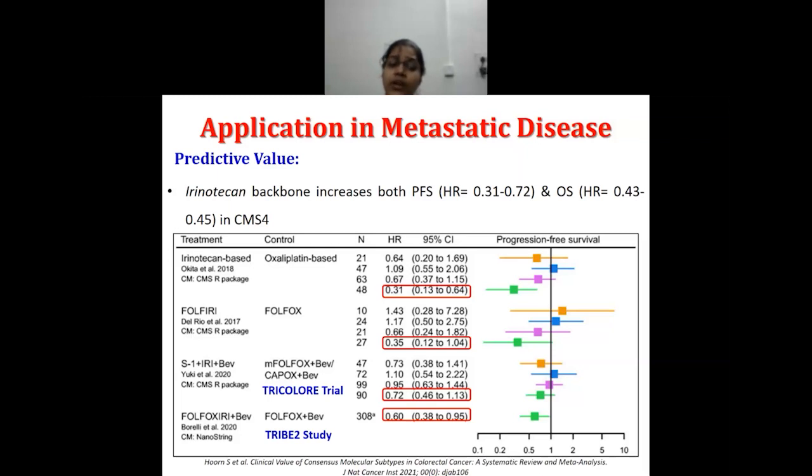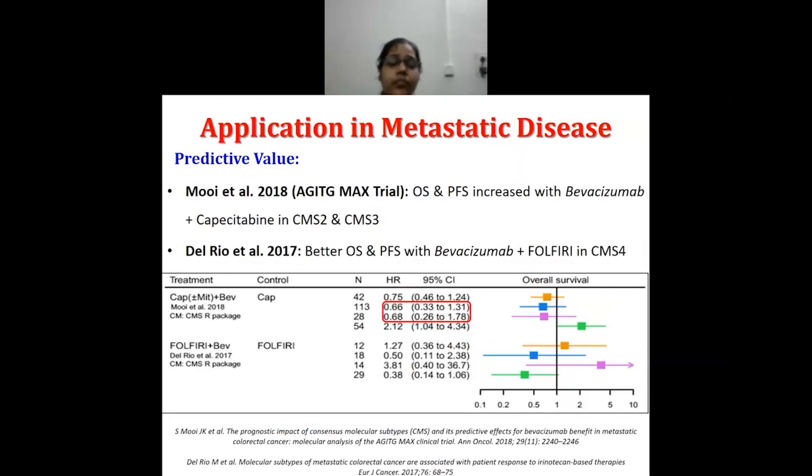Another study by Borelli et al. in 2020, called the TRIBE2 study, established a better response with the addition of irinotecan to FOLFOX and bevacizumab.